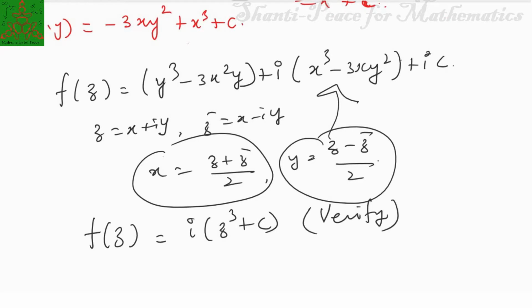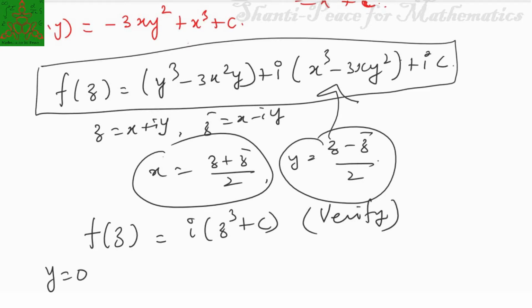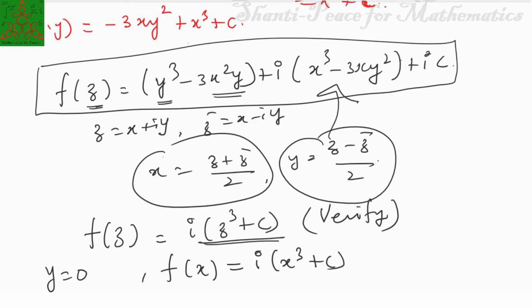And if you want to check whether your answer is correct or not, you just substitute y equal to 0 into this equation. Then the equation is f of x, because z is x plus iy and I am putting y equal to 0 here, so this is 0, this will also be 0, and you will have minus x³ plus c, which is exactly the same as this. That means our answer is correct. So that way you can verify whether your answer is correct or not.